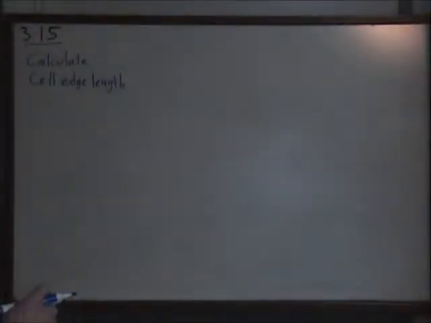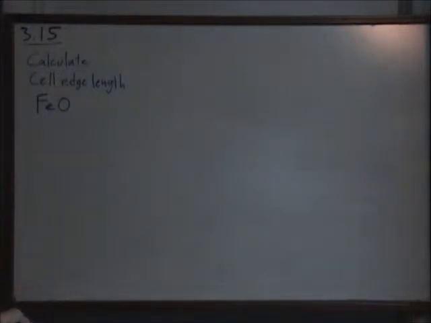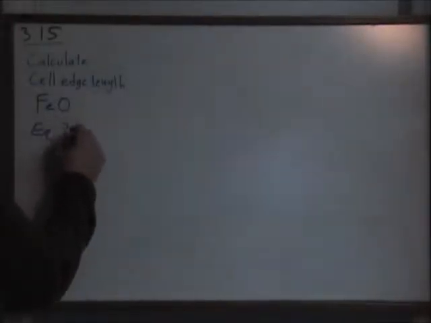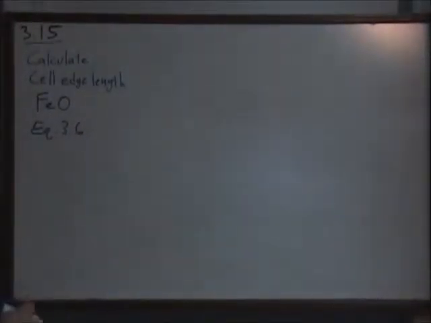Okay, problem 315 asks us to calculate the cell edge length for a cell of iron oxide, FeO. FeO has a rock salt crystal structure and also a ratio of 1:1 of the iron and the oxygen. So we're going to use equation 3.6. Equation 3.6 is the density for a ceramic.